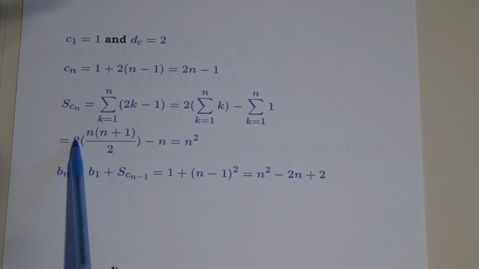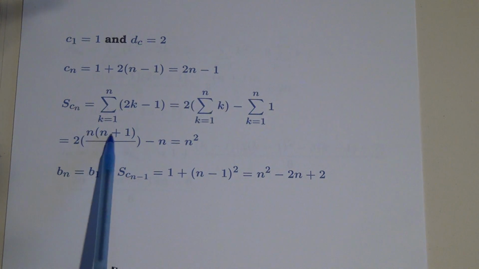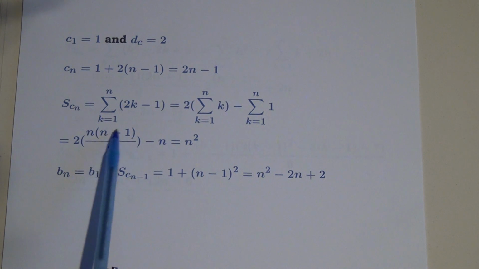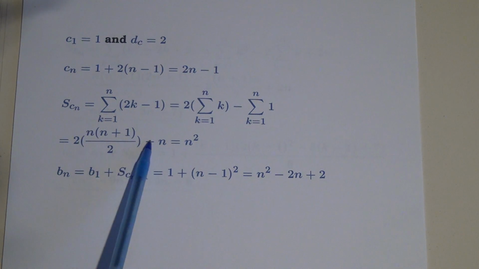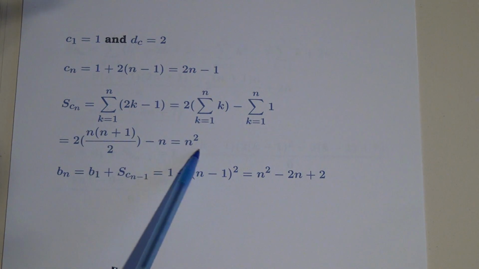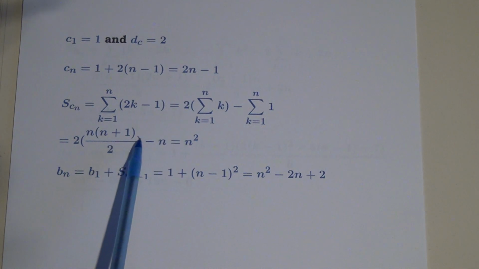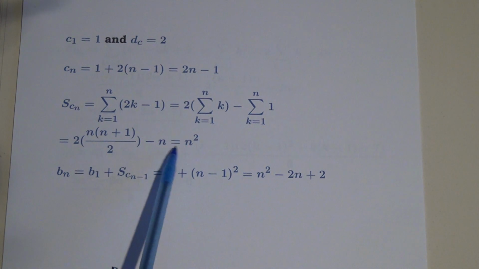After you cancel 2 and 2 and expand and simplify, you have here n squared plus n, but plus n and minus n cancel. Eventually you have n squared only. This one is the sum of the second subsequence.